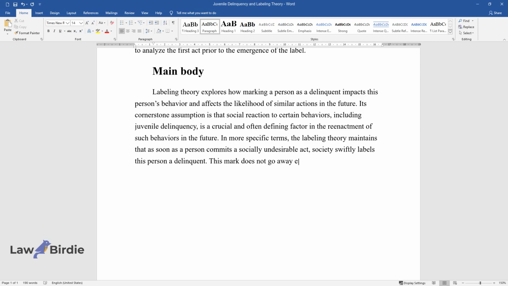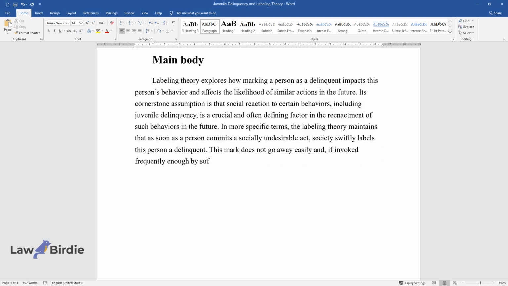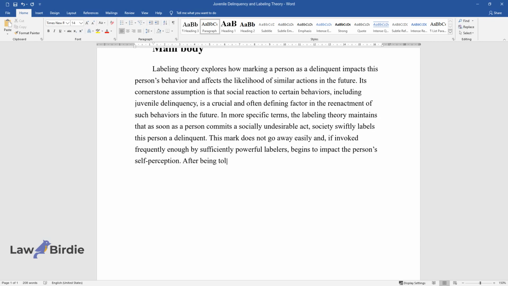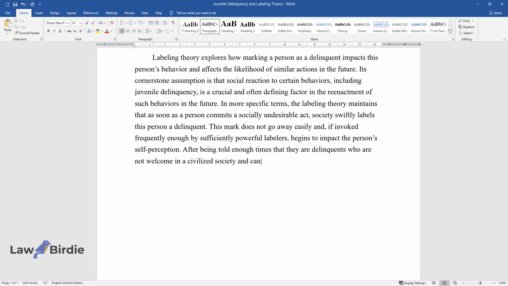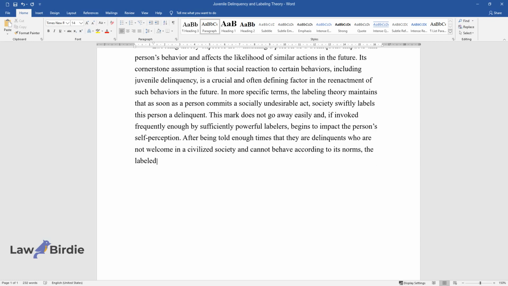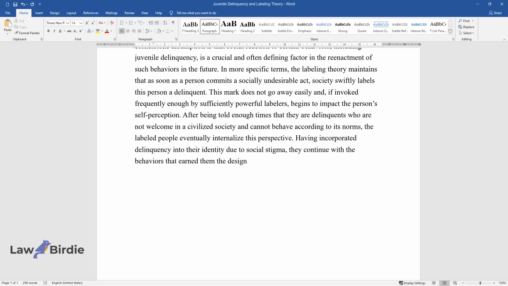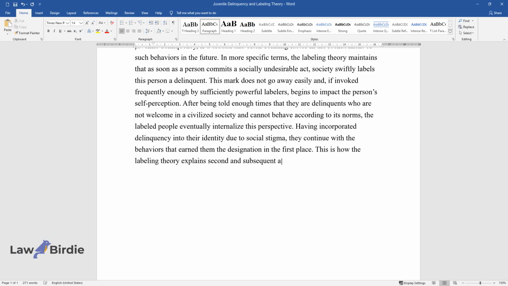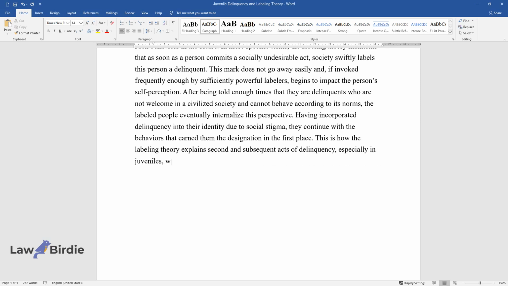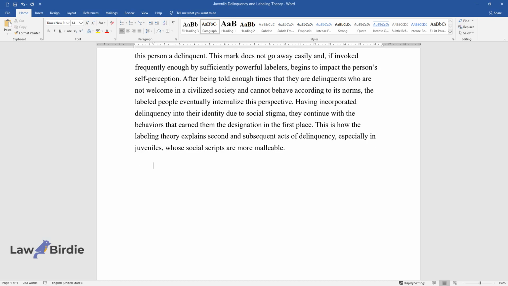This mark does not go away easily and, if invoked frequently enough by sufficiently powerful labelers, begins to impact the person's self-perception. After being told enough times that they are delinquents who are not welcome in a civilized society and cannot behave according to its norms, the labeled people eventually internalize this perspective. Having incorporated delinquency into their identity due to social stigma, they continue with the behaviors that earned them the designation in the first place. This is how the labeling theory explains second and subsequent acts of delinquency, especially in juveniles, whose social scripts are more malleable.